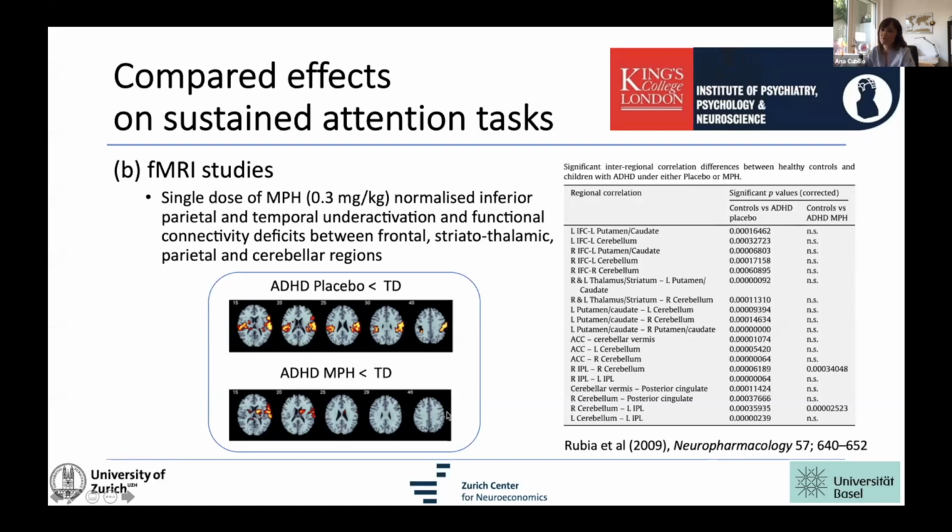But the most interesting part of this was that together with this partial normalization effect, we see that the functional connectivity deficits between the different regions integrating the sustained attention networks were present when patients were under placebo compared to controls, but were almost completely normalized when patients were under a single dose of methylphenidate. So methylphenidate is able to enhance functional connectivity between the key regions in the sustained attention network.